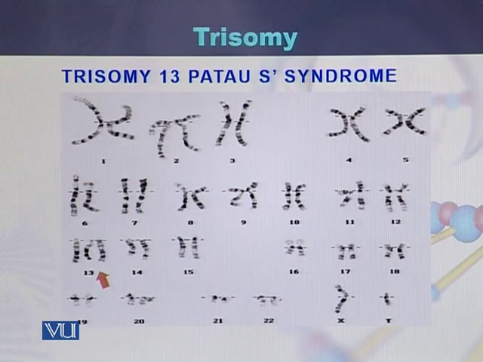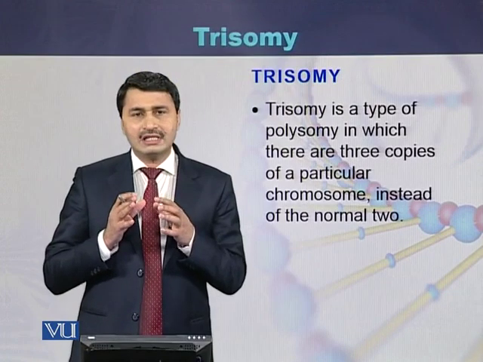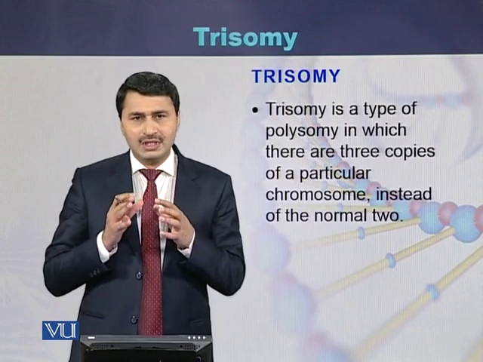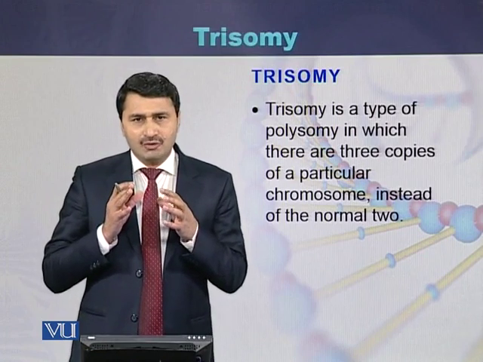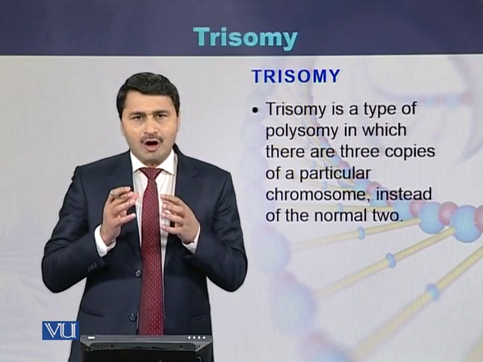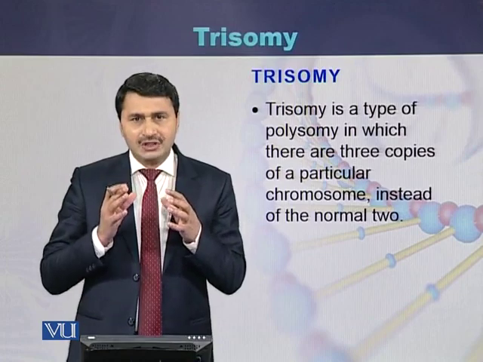This is the second example, trisomy 13. In case of trisomy 13, we can see that all the chromosomes are in diploid or homologous form, except chromosome 13, where we can see that there are 3 chromosomes. So trisomy is the type of polysomy in which there are 3 copies of a particular chromosome.